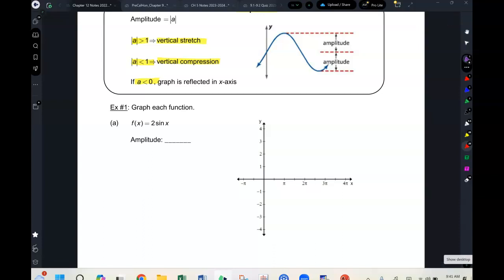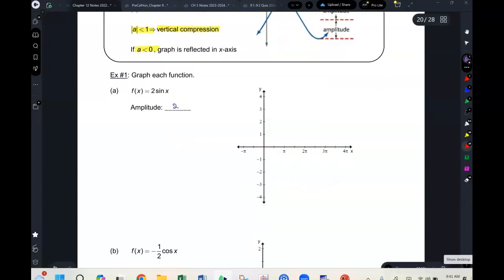Okay, so here we go. What is the amplitude of this function? It's f of x equals 2 sine x. Amplitude is 2. Now what we're going to do is graph this.